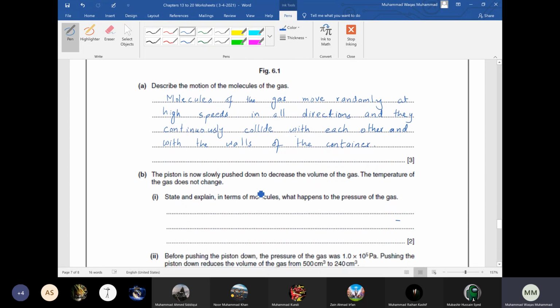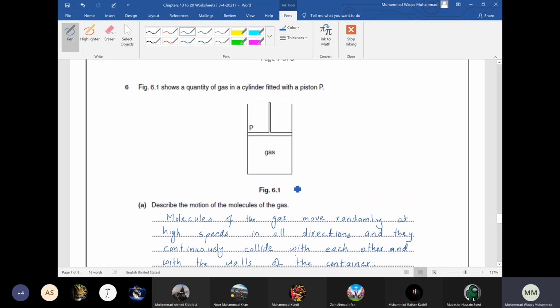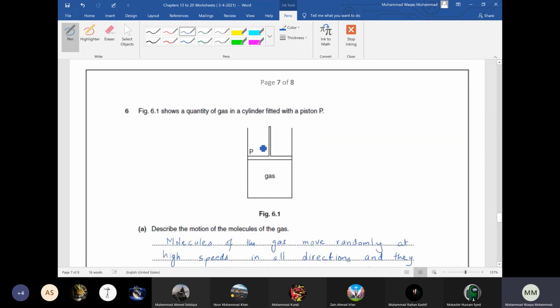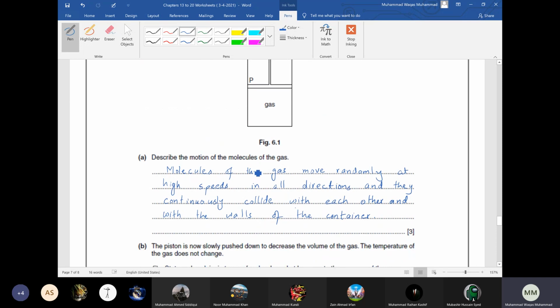Okay beta, the piston is slowly now pushed. And here beta, since they have told us they continuously collide with each other and with the walls of the, here they have said cylinder fitted with a piston. So instead of the container we can use the word cylinder, right? Because we know the container is a cylinder.